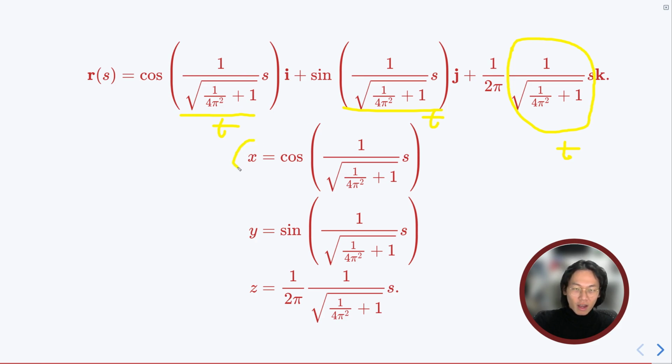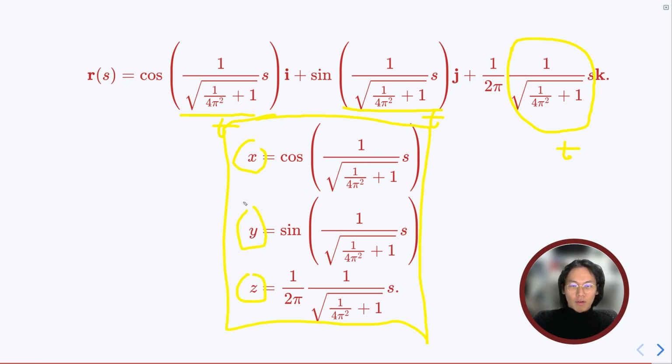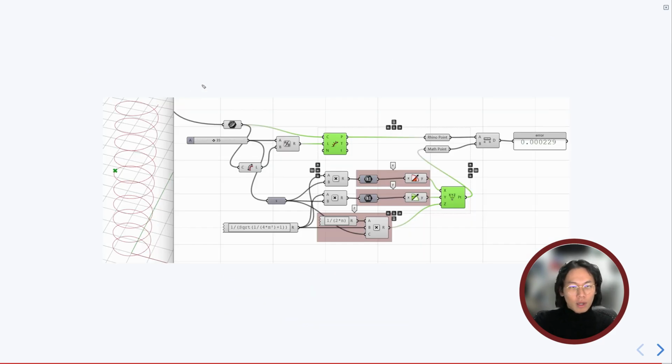So we got X and Y and Z and everything from this guy. So we have the equation of X, Y, Z. We can also plug everything into Grasshopper.